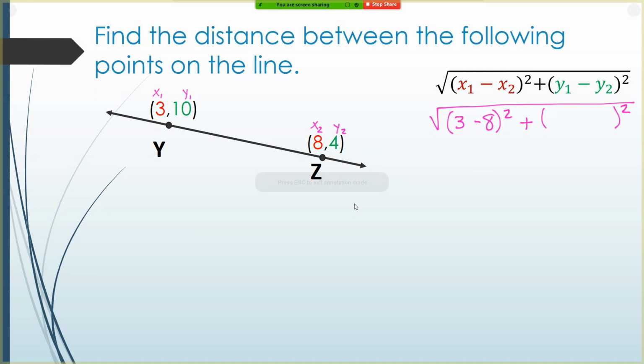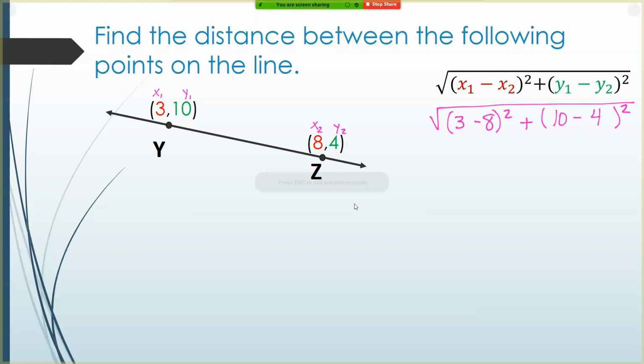For our second set of parentheses, we're going to y1 first. Well, y1 is 10, so I'm going to write 10 first. Minus, the minus sign just comes down from our formula. Then we're looking for y2. I labeled the 4 y2, so 4 comes down. So now once we've got this, we're done with that, really forever. And we're just going to simplify this.